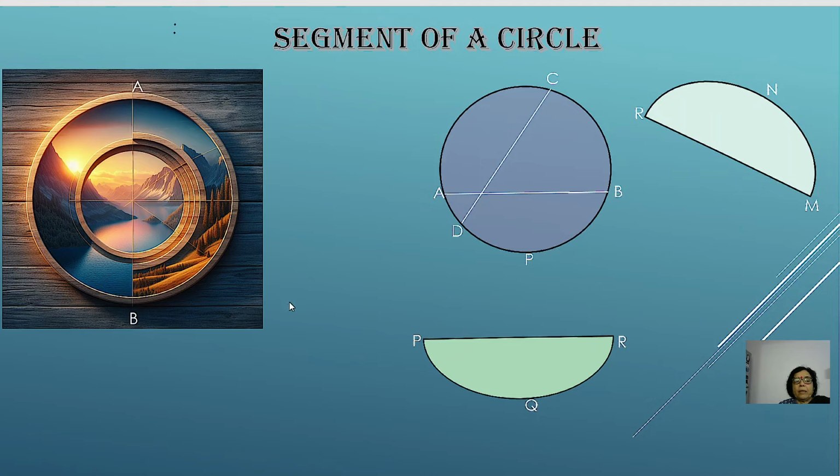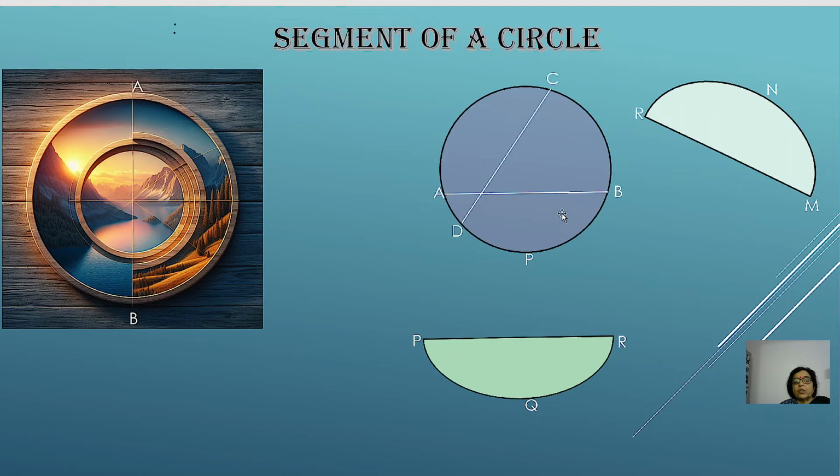In this video, we'll be focusing on areas related to segments of a circle. So here we have a circle where the diameter has been drawn. AB is the diameter and this diameter divides the circle into two equal segments. Diameter is the longest chord in any circle. But it is not necessary that we always take the help of a diameter to divide the circle into segments.